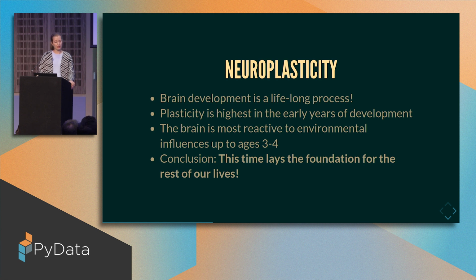So during the early years, when the brain is growing most rapidly, it shows a lot more plasticity than in later years. This is especially true for ages up to 3 or 4 years, where the brain is most reactive to environmental influences. This holds for positive influences like responsive caregiving, appropriate stimulation, and diverse learning experiences. So you can really influence the brain development of your child in these early years and lay the foundation for their future learning. But of course, it also holds for negative influences.